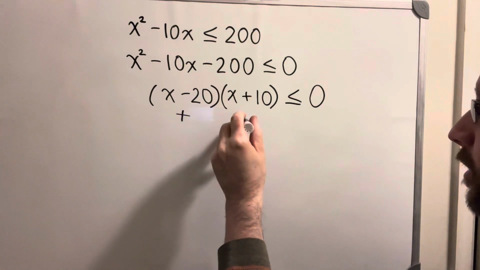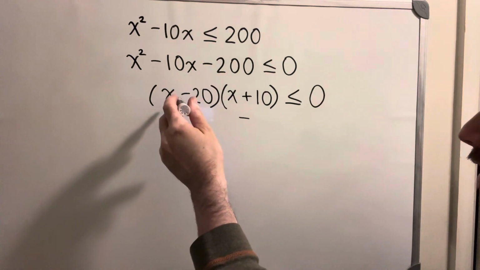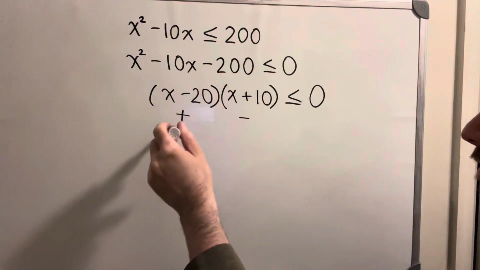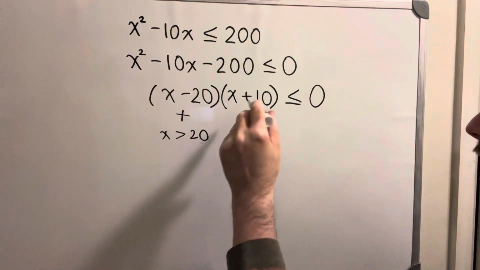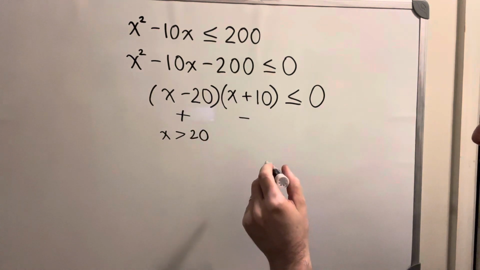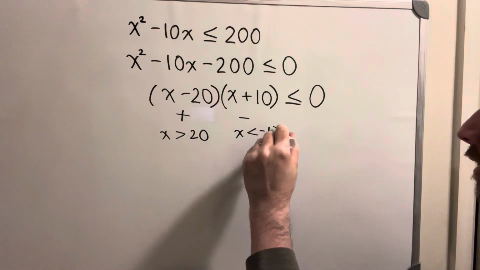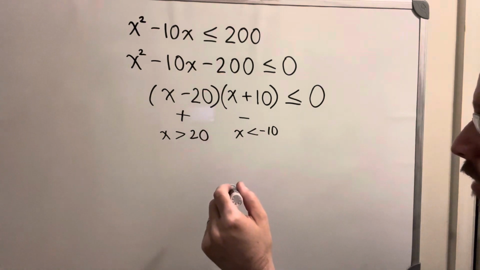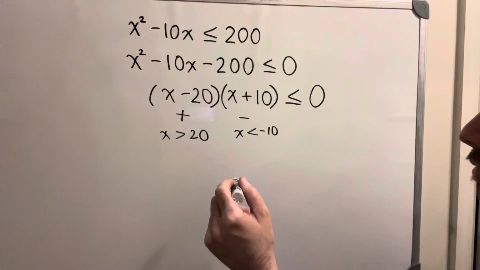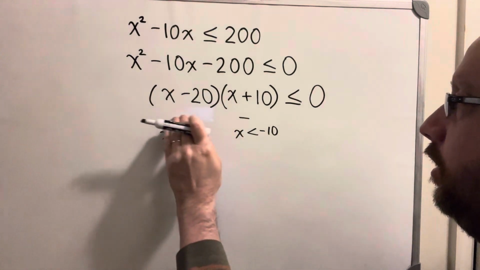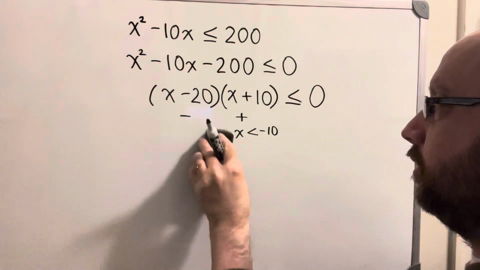Let's say we want this to be positive and this to be negative. What value does x have to be for x minus 20 to be positive? Well, x has to be greater than 20. And for this x plus 10 to be negative, x has to be less than negative 10. Can x be greater than 20 and less than negative 10 at the same time? No. So that's impossible.